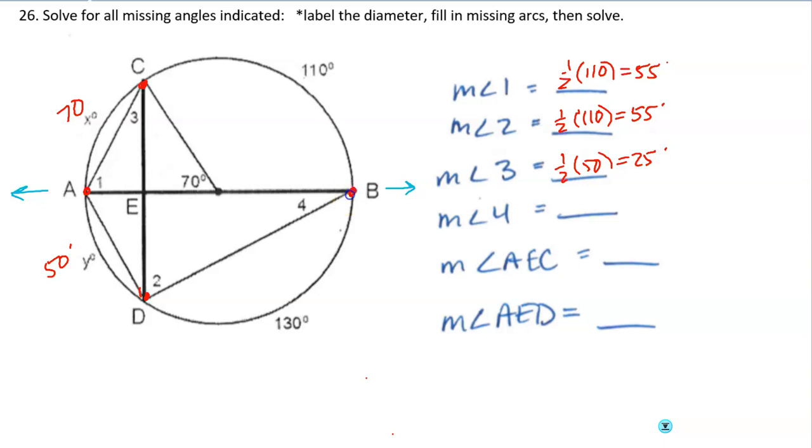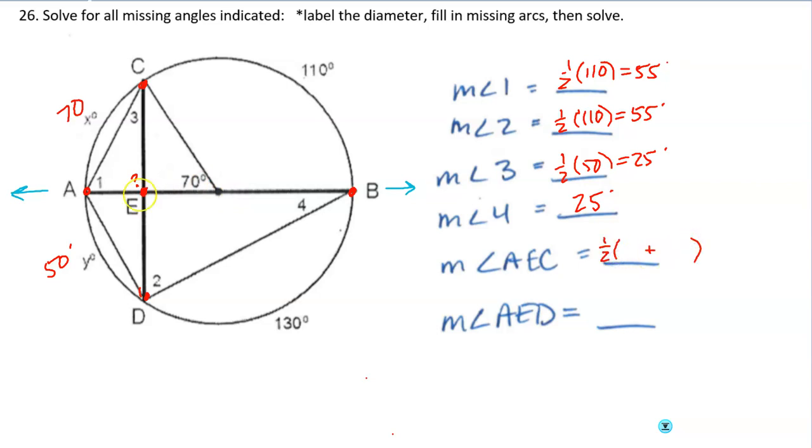Angle 4, also an inscribed angle. Vertex is on the circle, so follow it out. That's also the arc 50, so half of 50 would make that one 25 as well. Okay. How about angle AEC? AEC. That's this angle here. If I want that angle, well, that's floating around in the circle. It's not on the center, but it's in the circle. So that's when I have to do 1/2 arc plus arc.